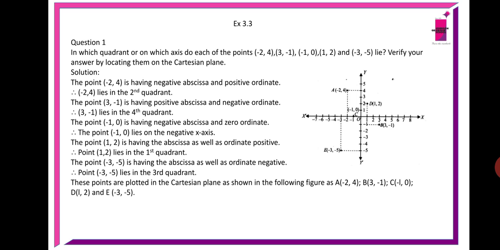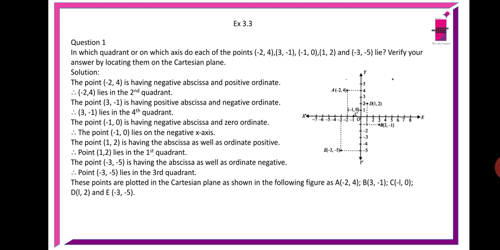The point minus 1 comma 0 having negative abscissa and 0 ordinate, so if y is 0, it lies on x axis. Simply you can say that whenever y is 0, you can directly say it lies on x axis. If x is 0, you can say directly it lies on y axis. So the point minus 1 comma 0 lies on the negative x axis.